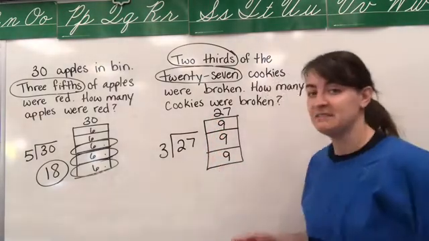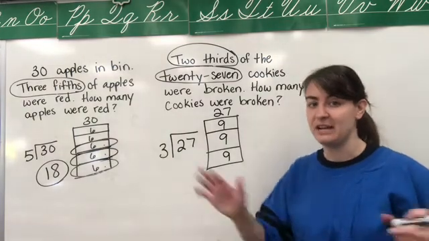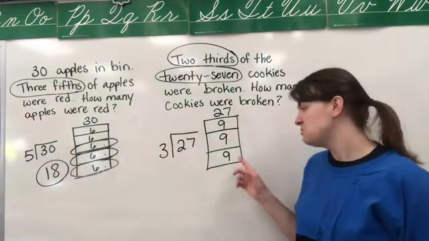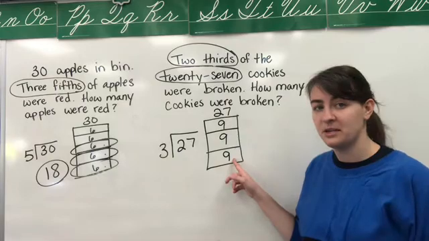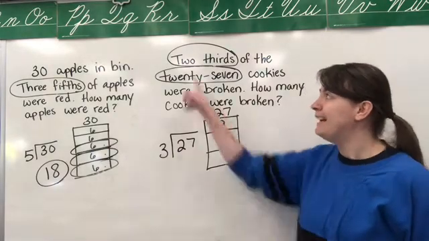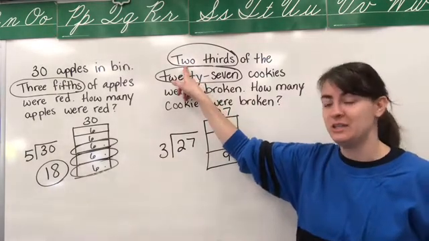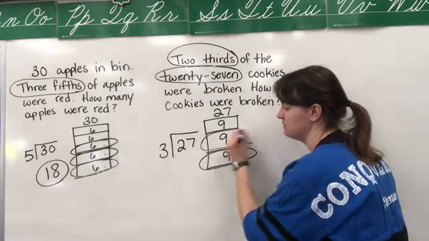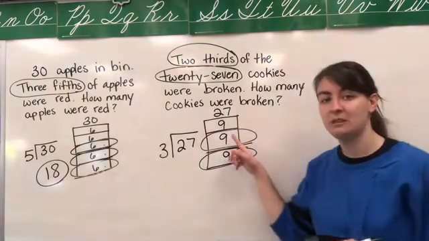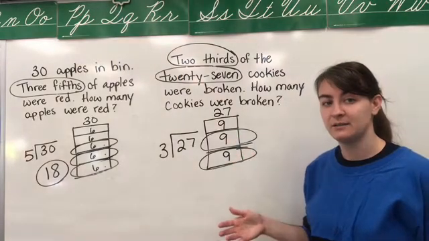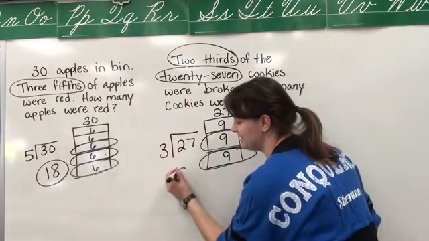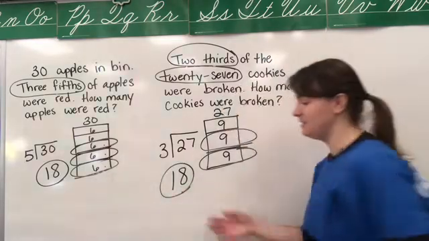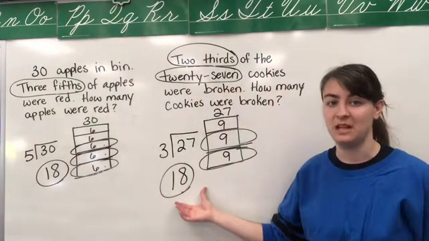Now once again, I don't want to stop here and just say, oh, 9 cookies, that's my answer. Because do I just want 1/3 of the cookies to be broken? No, I need 2/3 of the cookies to be broken. So I need 1/3, 2/3, so I need 2 9s, or, that's right, 18. 18 is the fraction of this group that I want.